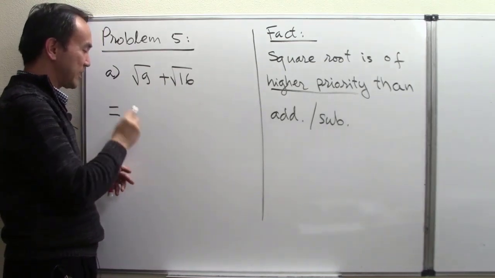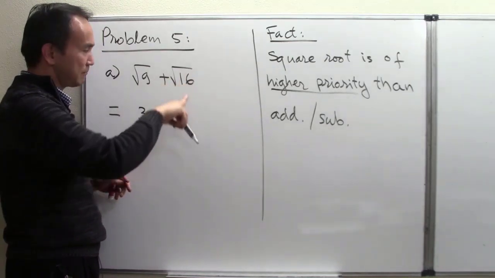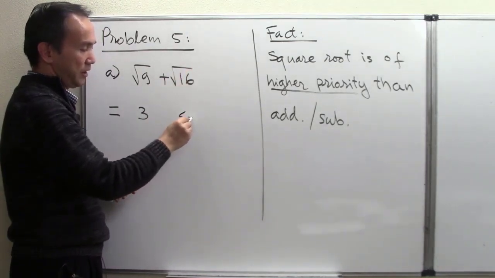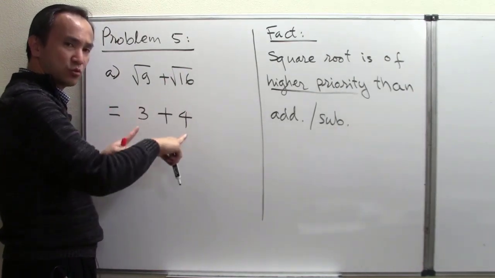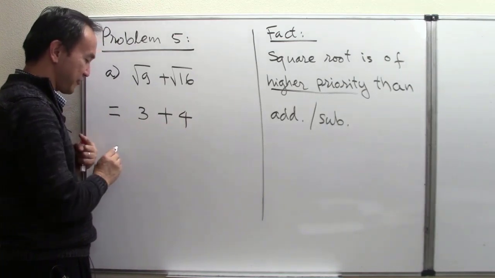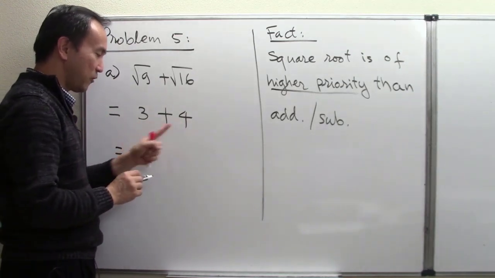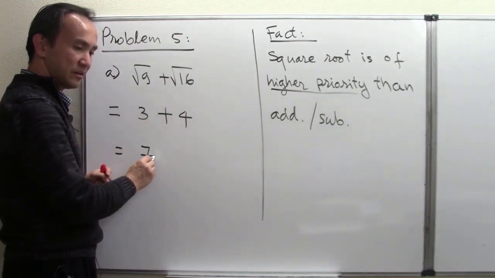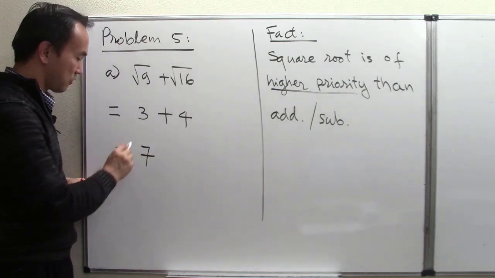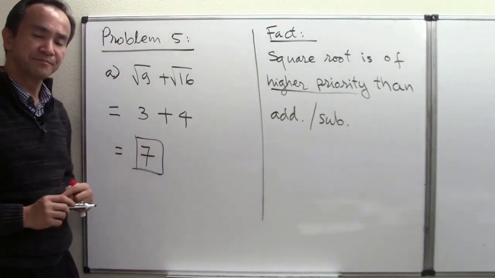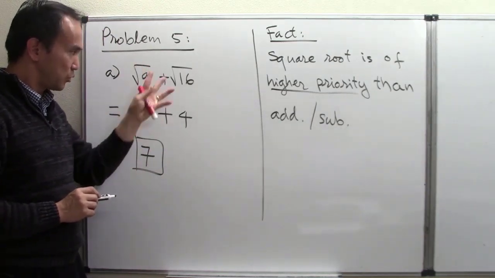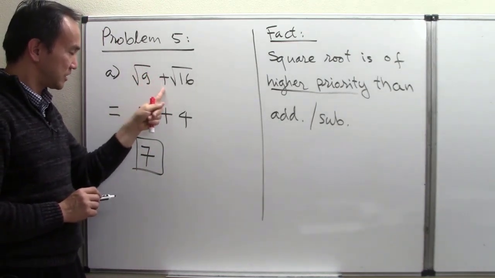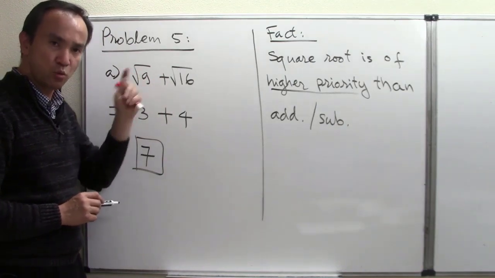So the square root of 9 is 3. At the same time, the square root of 16 is 4. And now we can add these two. After taking the square roots, we add. So now I'm adding 3 and 4. That gives me 7 as the total, the final answer. And that's how we work with a problem where addition comes together with square root.